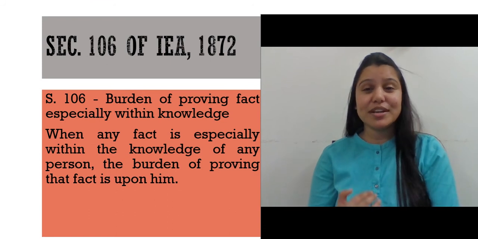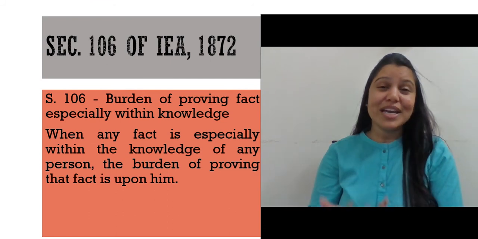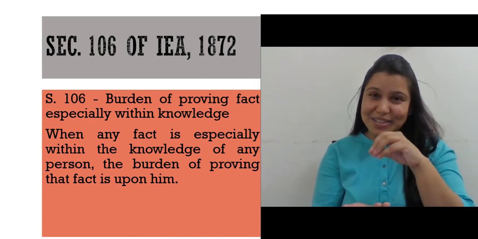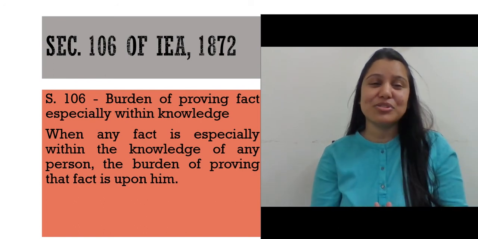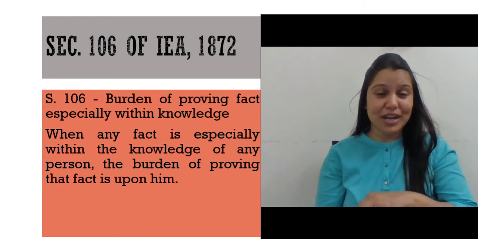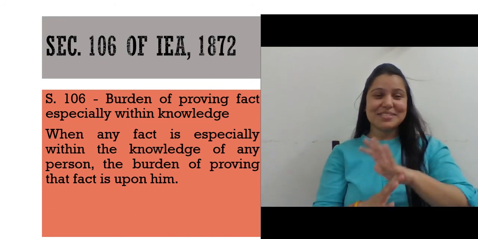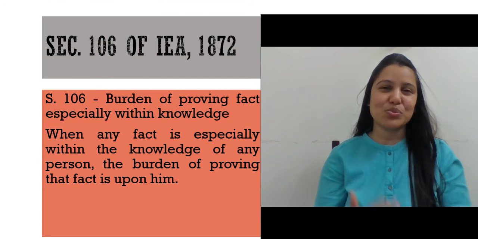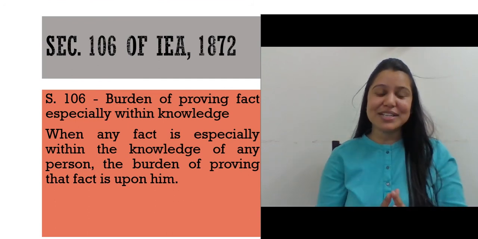Now, if that person had carried some other intention or some other knowledge, then to prove that intention or knowledge, the burden of proof is on the person who says that I had that other special or different intention. The burden of proof will lie on that very person. So with this, I guess the whole burden of proving and section 101, section 102, 103, 104, 105 and 106, everything is clear till now.